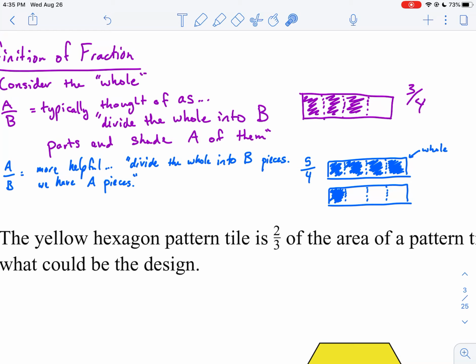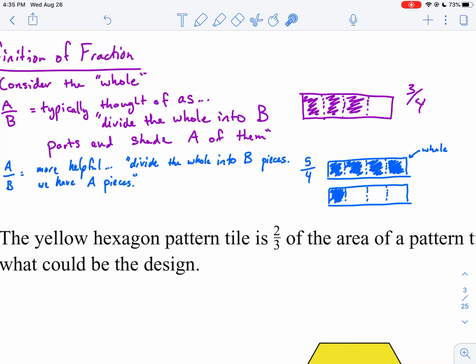We're just going to look at some more word problems and give you some time to think about these ideas and wrestle with what is the whole and what do I have? Do I have maybe the part? Do I have the whole? Do I have several wholes? Because it's important what your whole is.